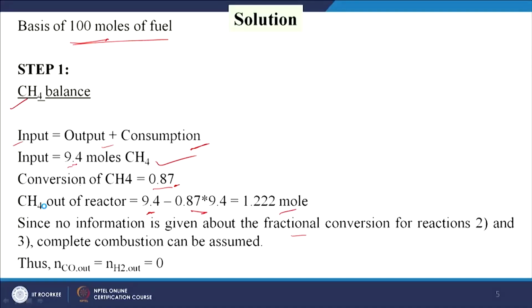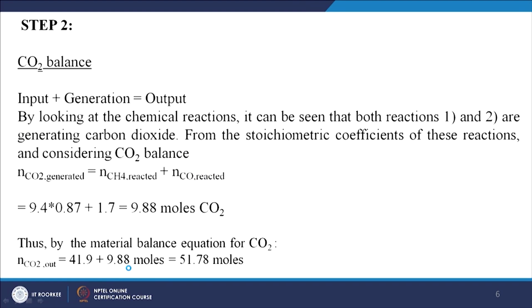So, under this condition we get N CO out equal to N H2 out equal to 0, that means these are completely converted. So, no CO, no H2 is available in the output. Then we go for carbon dioxide balance. For carbon dioxide balance we will again use input plus generation equal to output. In this case carbon dioxide is generated, unlike methane, which was being consumed. So, this expression will be used.